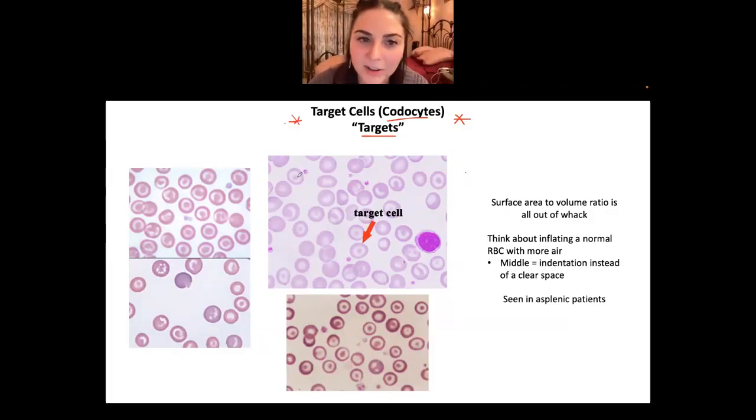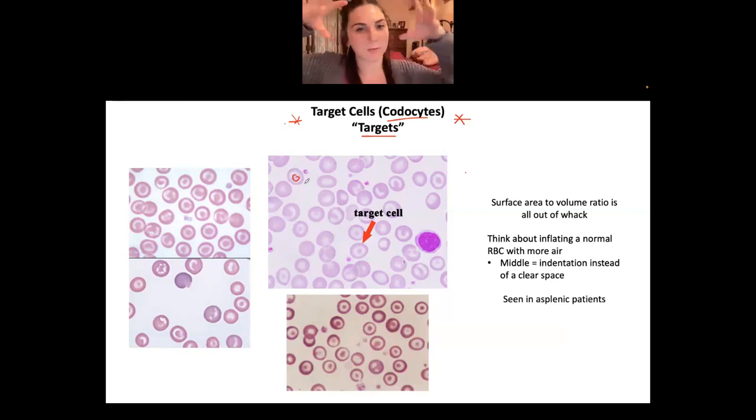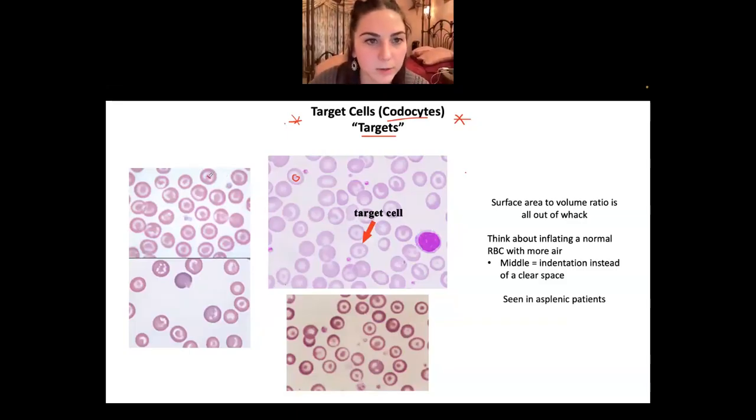It's not central pallor anymore. It's like an inner tube almost. Now the center is colored, but the outside is getting inflated. So it goes out on the outsides, and it looks like a target. It literally looks like a target. You could use a bow and arrow to get right in the middle.